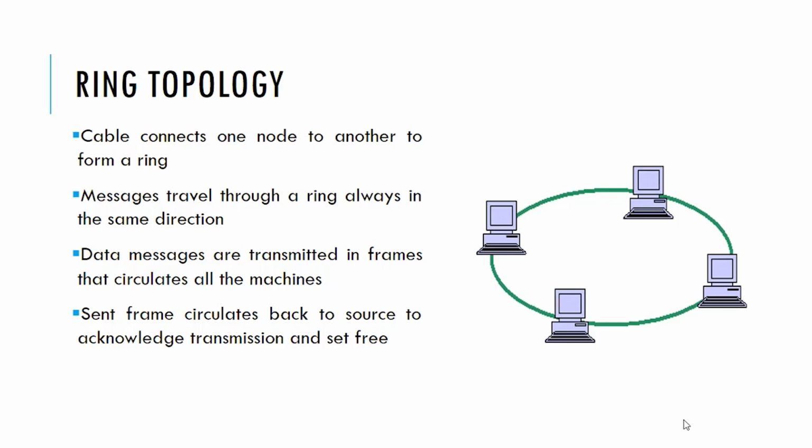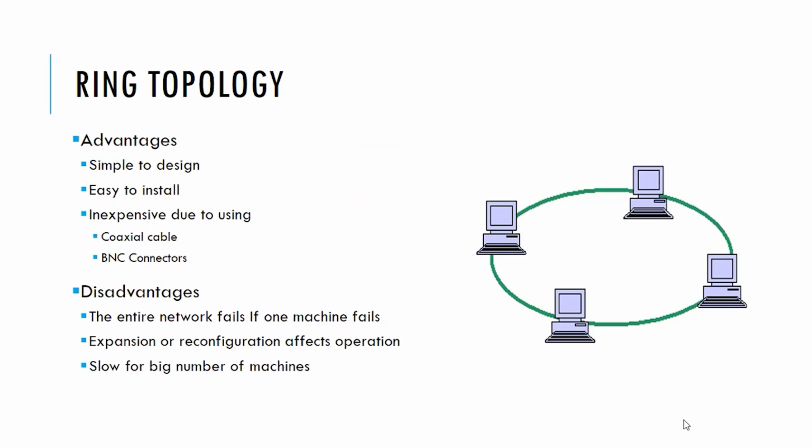The ring topology allows for acknowledgement. The sent frame circulates back to the source of the message to acknowledge that transmission has been done and to set the frame free for another machine to put its message on the same frame to be sent as well.